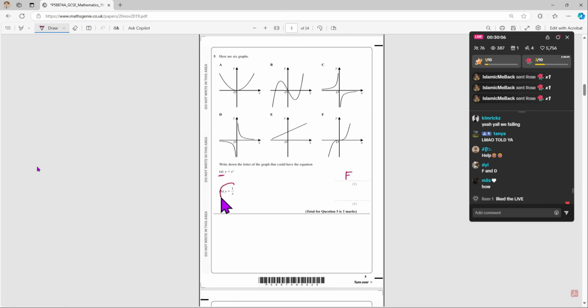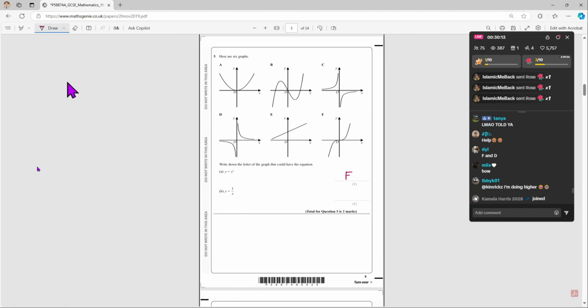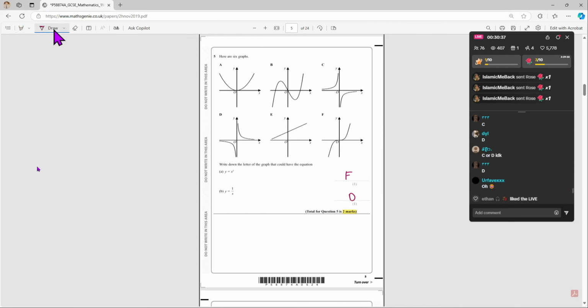Now we have a reciprocal graph over here. In the chat, tell me what you think the next one is. So y is equal to 1 over x. This one's the easiest one. I don't know if you can get that one wrong. It's the reciprocal graph. So it's going to be D. Well done, guys, for getting that correct. That was an easy 2 marks you could get. D is D. Well done, guys.